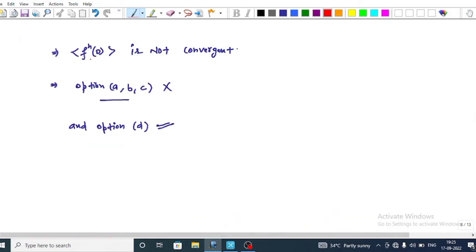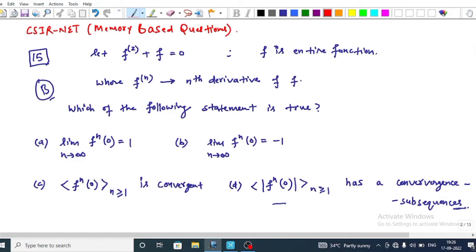This implies that sequence fn 0 is not convergent. This implies that options A, B, C are incorrect, and option D is correct. Now, option A is incorrect, option B incorrect, option C incorrect, and option D is correct.